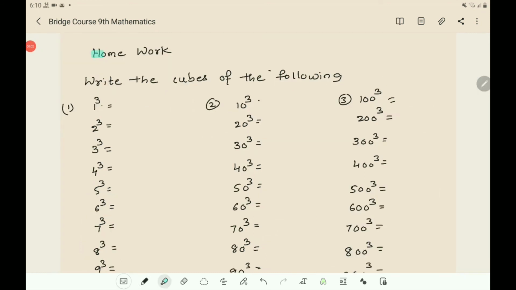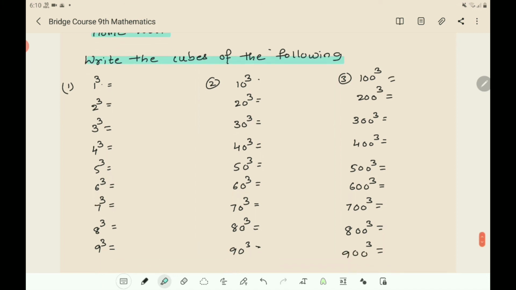Children, here is a homework for you. Write the cubes of the following. In the first column, write 1 cube equals, 2 cube equals, 3 cube equals, 4 cube equals, 5 cube equals, 6 cube equals, 7 cube equals, 8 cube equals, 9 cube equals. It is 1 into 1 into 1, 2 into 2 into 2 is how much, that you have to write. 1 cube is 1, 2 cube is 8, like this way.